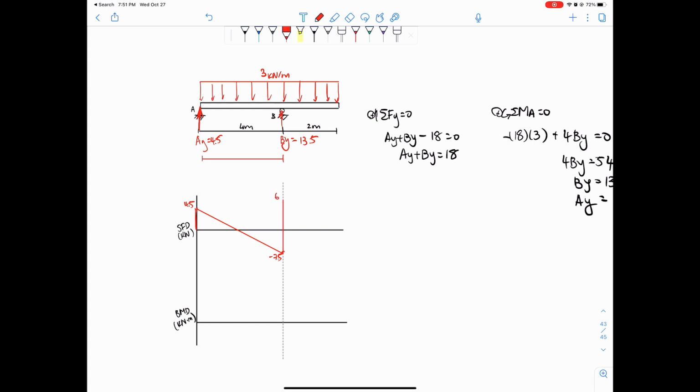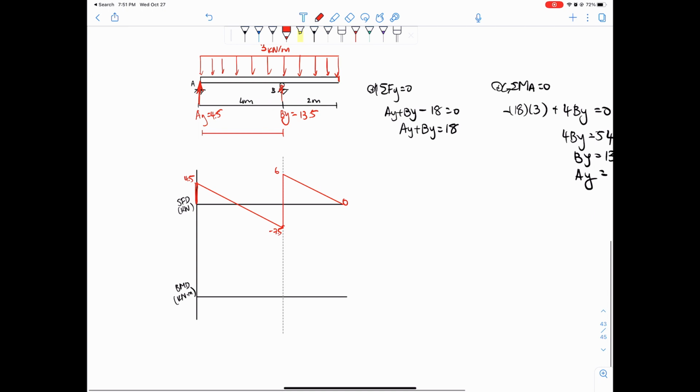And then finally, the last segment from BY to the end, so from 4 to 6, we have 3 times 2 is the total distributed load, so we just go back to 0, right? When loads go up, we go up. When loads go down, we go down. And because it's distributed load, it's a straight line through, okay?